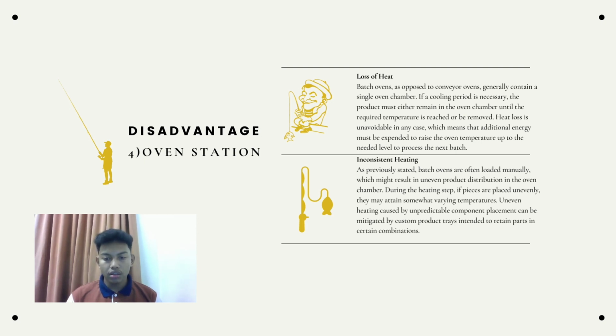Second, inconsistent heating. As previously stated, batch ovens are often loaded manually, which might result in uneven product distribution in the oven chamber. During the heating step, if pieces are placed unevenly, they may attain somewhat varied temperatures. Uneven heating caused by unpredictable component placement can be mitigated by custom product trays intended to hold parts in certain combinations.